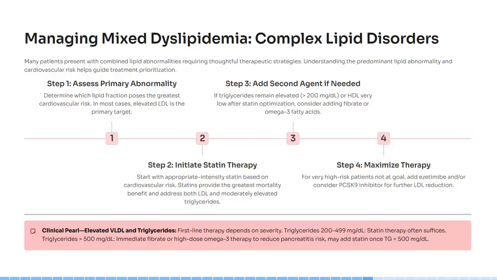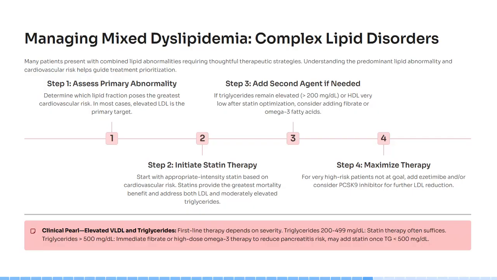Step 2, start them on a statin. Of course, you're going to start lifestyle modifications, right? They need to lose weight, they need to exercise, they need to stop smoking, they need to limit their alcohol intake. Then you're going to initiate a statin. Start with the appropriate intensity statin based on their risk. Statins provide the greatest mortality benefit and address both the LDL and moderately elevated triglycerides.